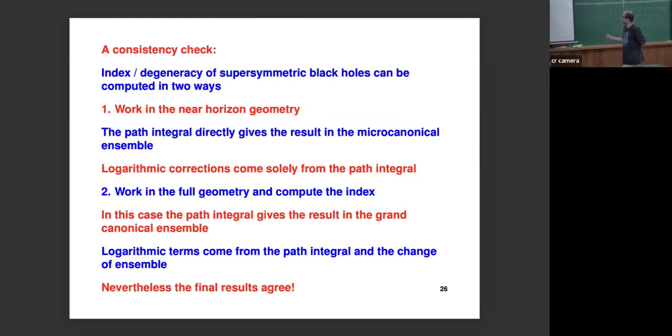At the end, the consistency check is that the index or degeneracy of supersymmetric black holes we can compute in two ways. We can either work in a near horizon geometry, where the path integral directly gives the result in the microcanonical ensemble, and the logarithmic corrections come solely from the path integral, with no change of ensemble or anything. Or you can work in the full geometry and compute the index, in which case we have to take into account the logarithmic terms that come from the change of ensemble. But at the end, we get exactly the same final result. In all the theories that one can study, this is the case.